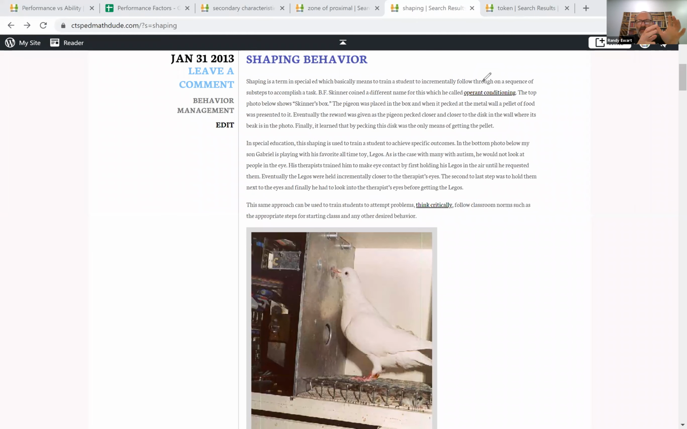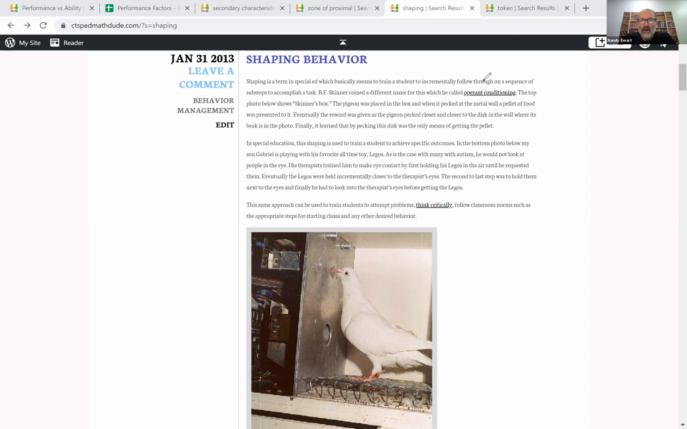So we have these secondary characteristics, these behaviors like math anxiety that we want to address. Well, what you can do is try to shape replacement behaviors, shape them out of those undesired behaviors and into some more desired behaviors. So let's talk about what shaping is.